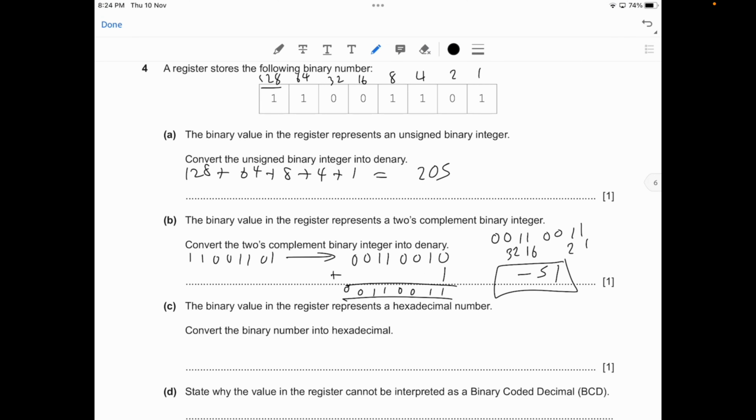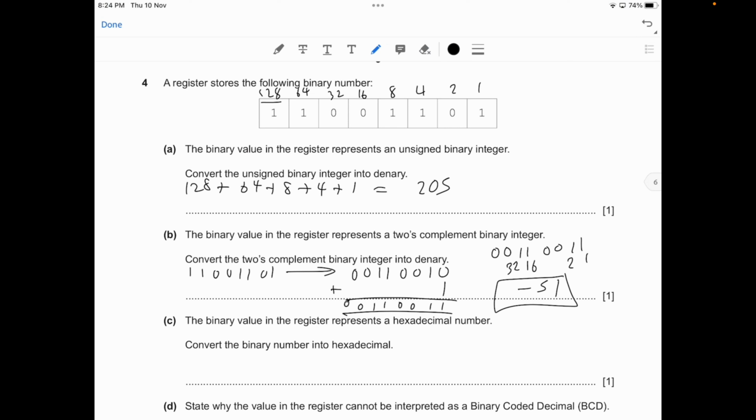Now the binary value in the register represents a hexadecimal number. Convert the binary number into hexadecimal. Since 1 hex digit is 4 binary digits, I split the value into 2 parts. I split this into 4 parts, and on the top I write 8 4 2 1, 8 4 2 1. So I split them again into separate columns.